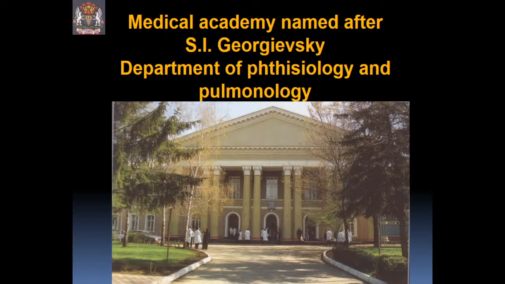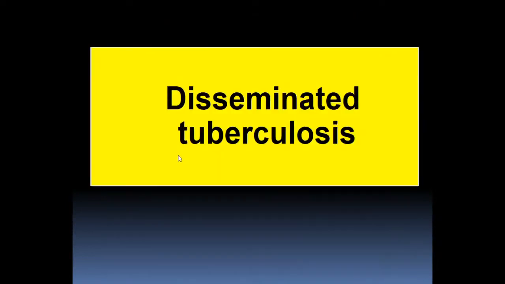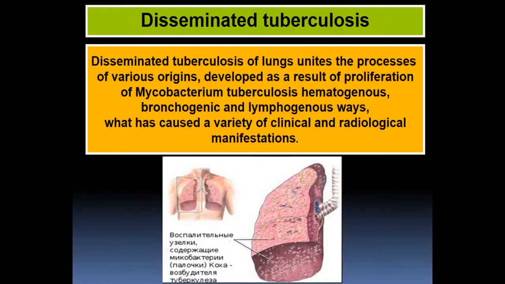Okay, let's start. Today's topic: disseminated forms of tuberculosis. Disseminated tuberculosis of the lungs unites processes of various origins developed as a result of proliferation of Mycobacterium tuberculosis by hematogenous, bronchogenic, and lymphogenous ways, which has caused a variety of clinical and radiological manifestations.